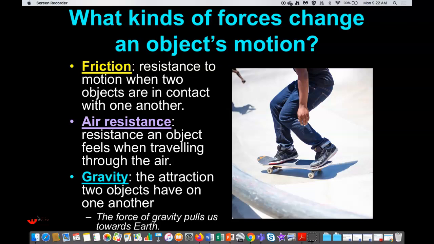What is friction? Friction is resistance to motion when two objects are in contact with each other. The resistance between like a tire and the road. Air resistance would be the resistance an object feels when traveling through the air. I guess if you think of a car, it's how fast the air is pushing against you. So that would be the air resistance on a car as you're moving forward or backward. And gravity is the attraction two objects have on one another. The force of gravity pulls us towards Earth. So gravity is what keeps your car on the ground.